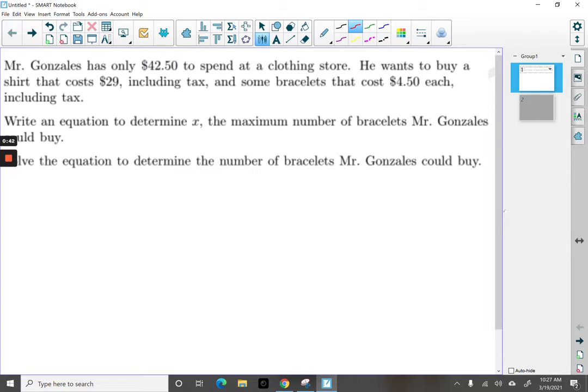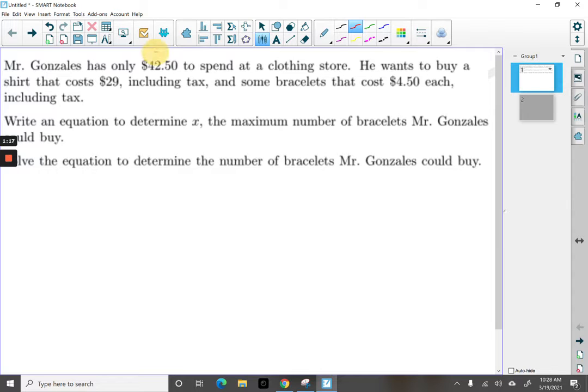Mr. Gonzalez has only $42.50 to spend at a clothing store. He wants to buy a shirt that costs $29 including tax, and some bracelets that cost $4.50 each, including tax. Write an equation to determine X, the maximum number of bracelets Mr. Gonzalez could buy. Solve the equation to determine the number of bracelets Mr. Gonzalez could buy. Awesome.